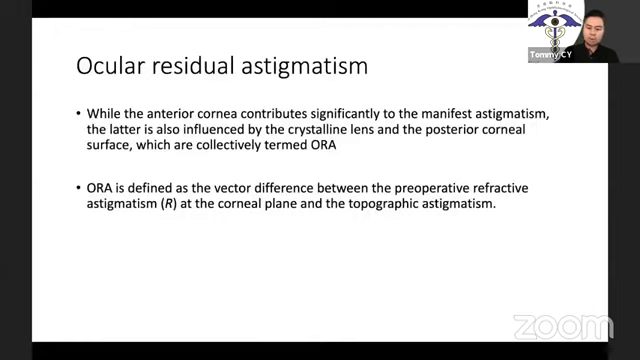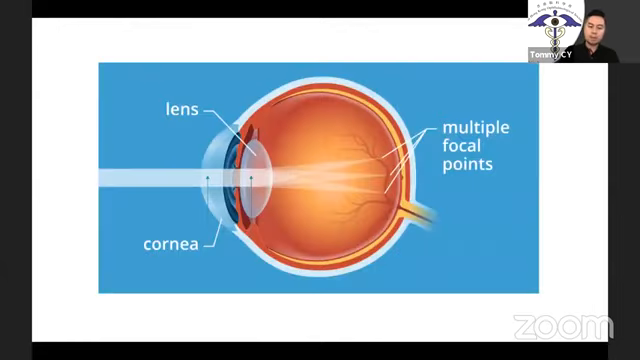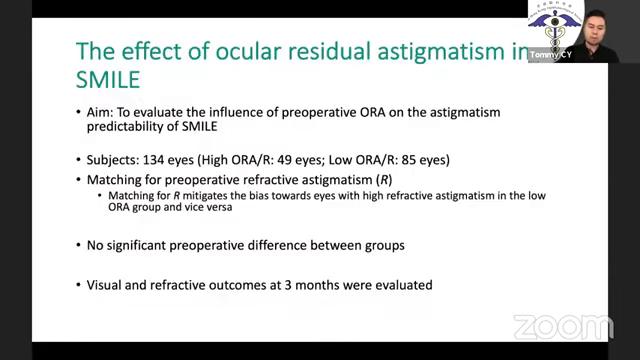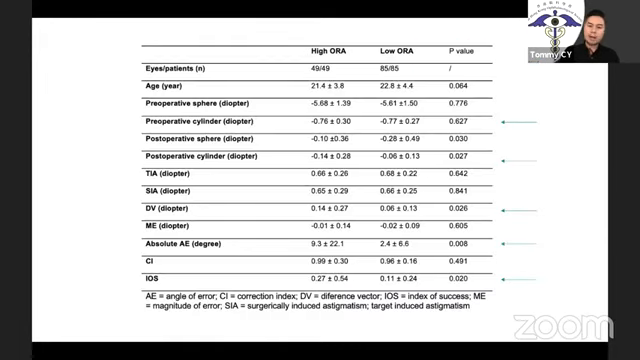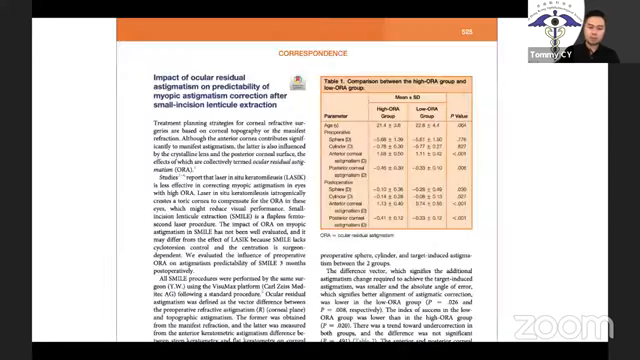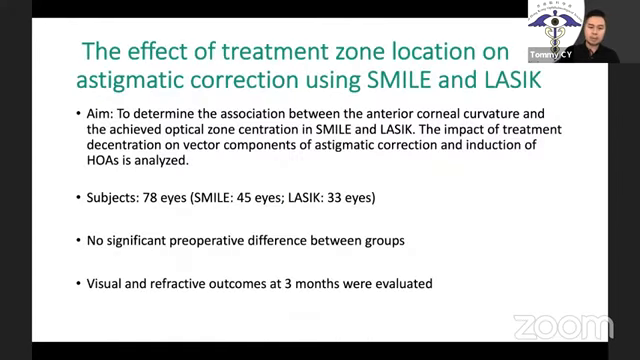I want to show further about ocular residual astigmatism. This is the astigmatism apart from the anterior surface of the cornea. We performed a study comparing patients by ORA, and we found that patients with high ORA, meaning patients with more astigmatism apart from the anterior surface of the cornea, actually showed worse astigmatism correction. This study was published as a letter in JCRS. Further on, we evaluated the efficacy of treatment.